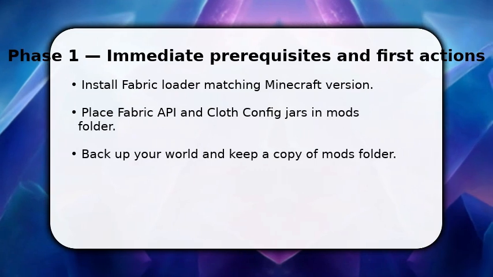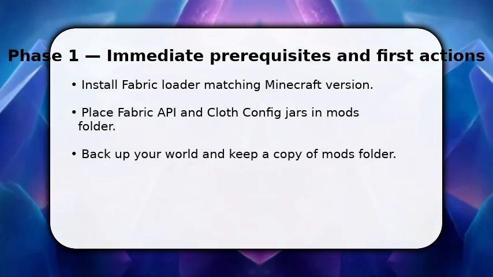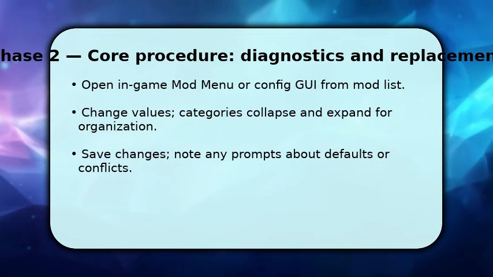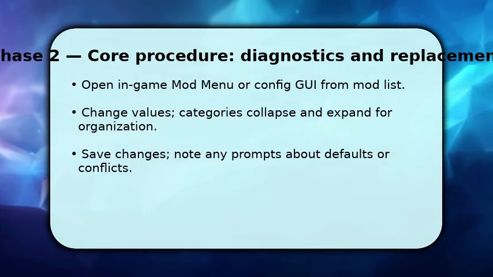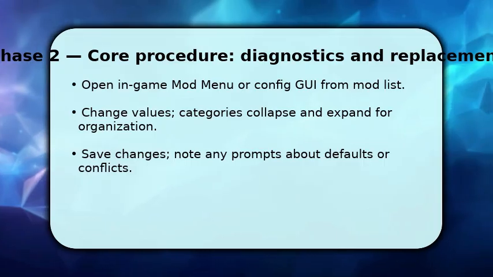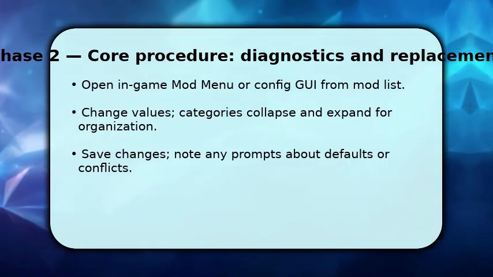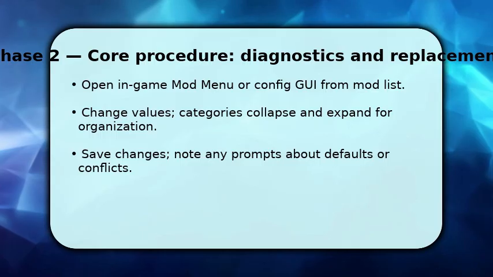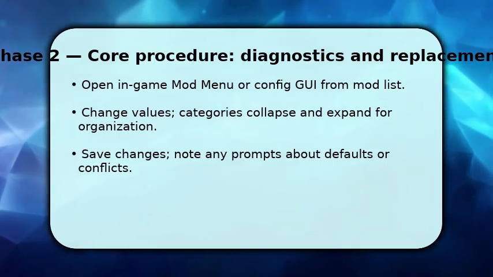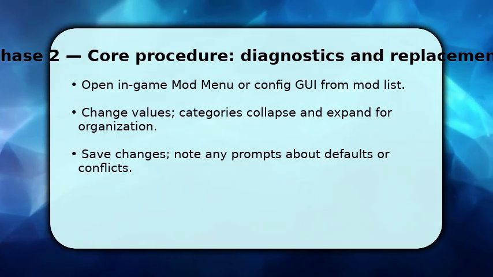You access Cloth Config through the mod options or an in-game config GUI. Once opened, navigate categories to find settings quickly. Change values to the desired numbers or toggles, and use collapse and expand controls to keep related options organized. After editing, hit Save. Some mods prompt to restart or reload for changes to apply.